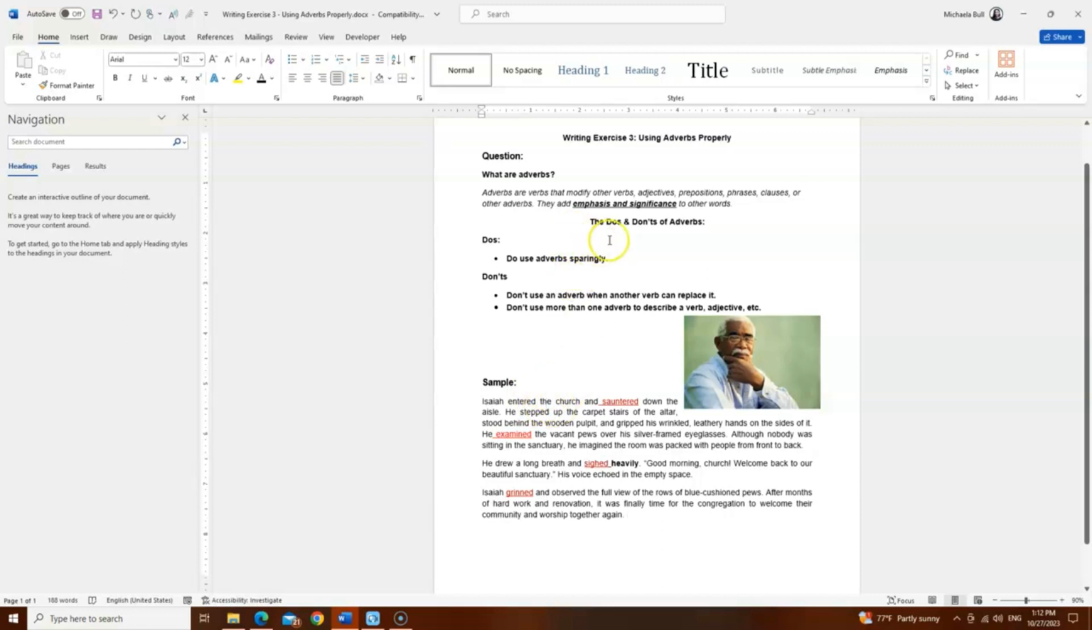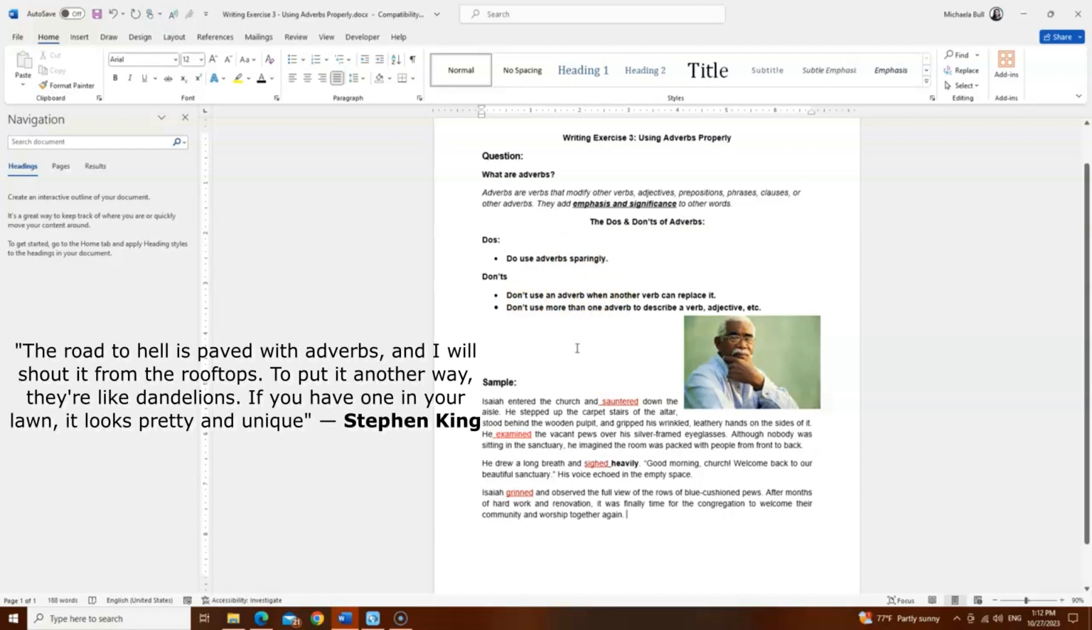To help keep in mind the do's and don'ts of adverbs, one way is a quote by Stephen King, who said, "The road to hell is paved with adverbs, and I will shout it from the rooftops. To put it another way, they're like dandelions. If you have one in your lawn, it looks pretty and unique."